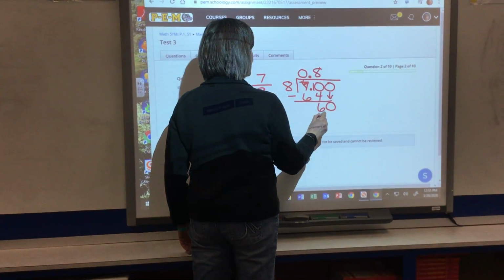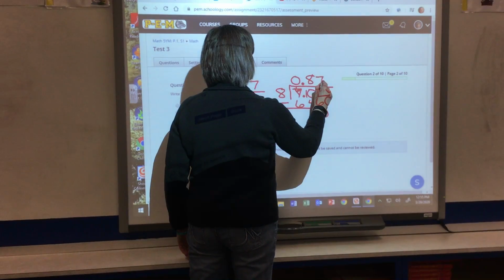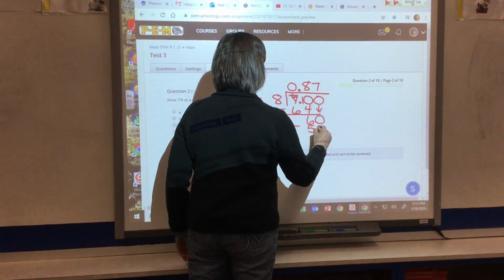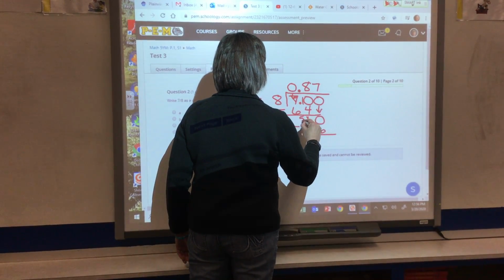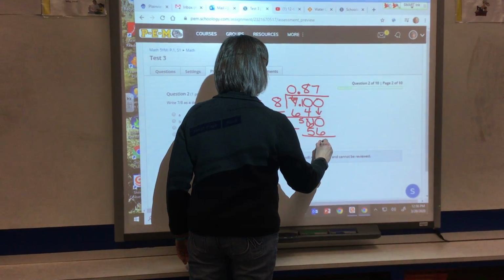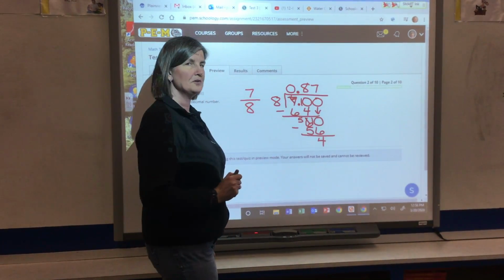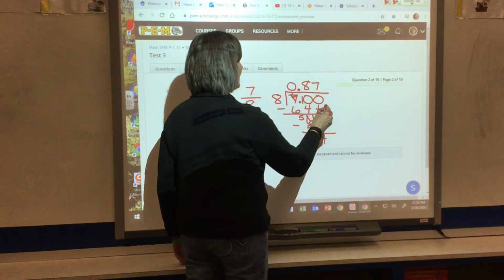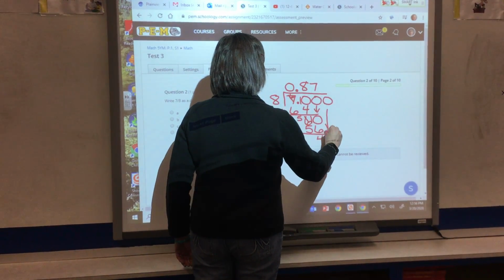How many times does 8 go into 60? 7 times 8 is 56. I need to borrow again. How much is 10 minus 6? 4. Again, I don't have a 0 down there, so I need to keep going. So I add this 0 and I bring it down.